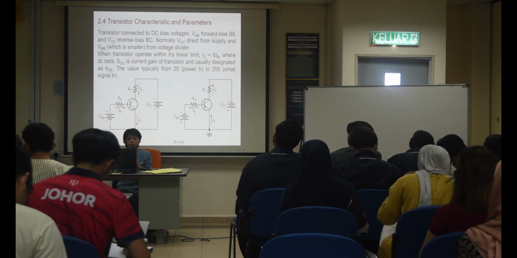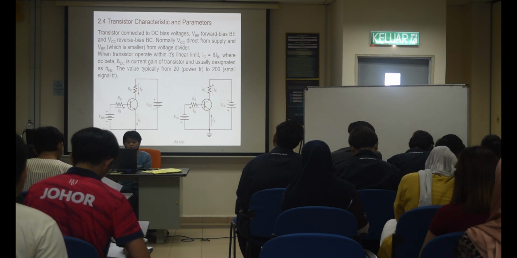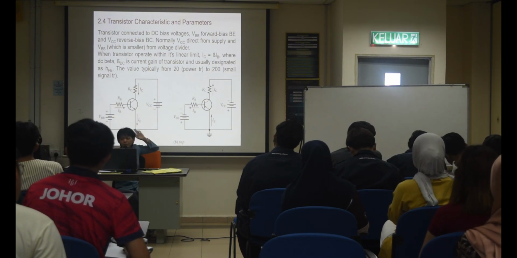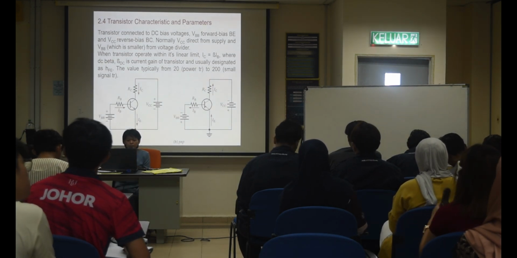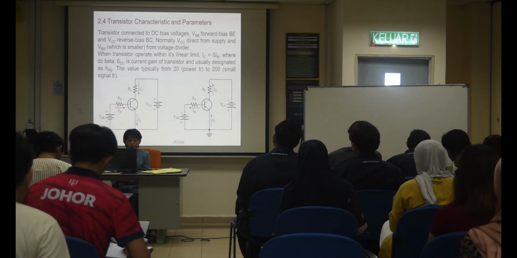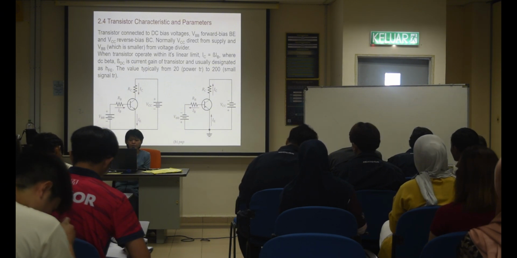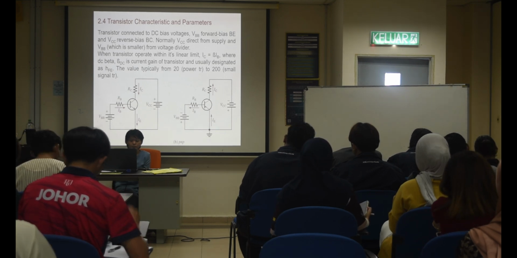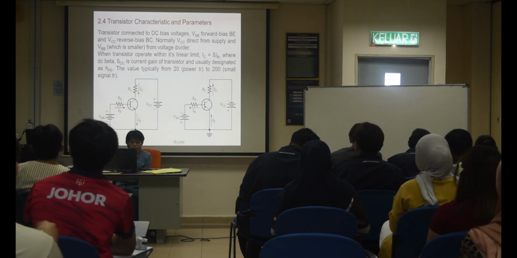Okay, the transistor connects to DC bias voltage. Okay, VBB is this one, voltage from the base. So we know it as VBB. Okay, VBB forward bias. And then forward bias, the BE is the base emitter junction. Okay, VBB here, you go through here. Then can you see? I will show you with coloring.